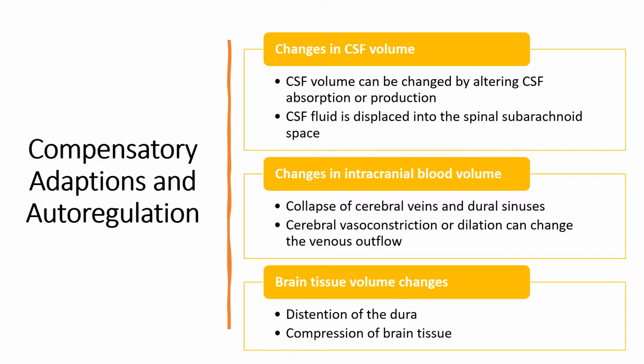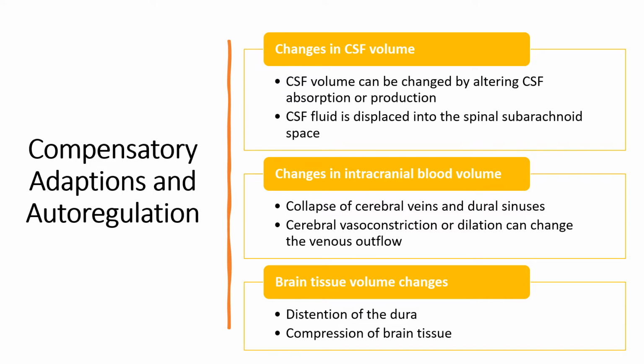Also, the body can change intracranial blood volume. So we'll talk about collapse of cerebral veins and dural sinuses. And then there's cerebral vasoconstriction or dilation. Our veins can get larger in diameter, or they can constrict, and that can change the venous outflow. So our body also knows how to do that to help with swelling in our brain.